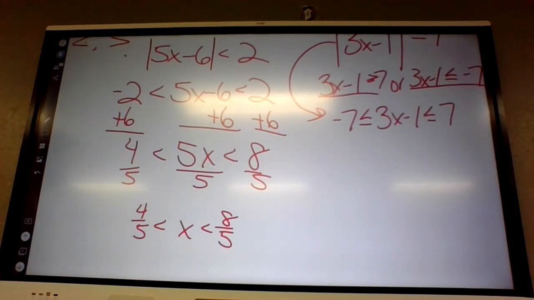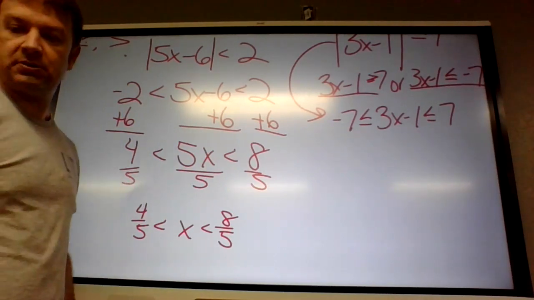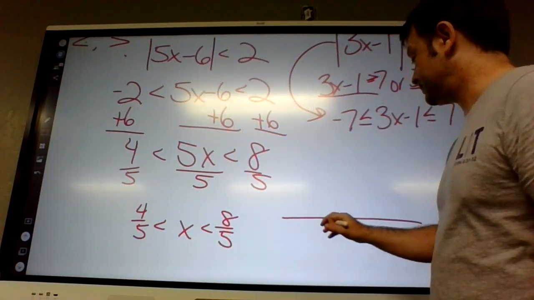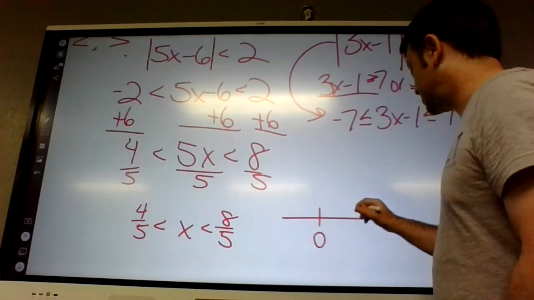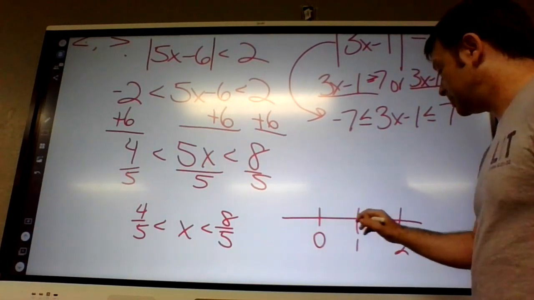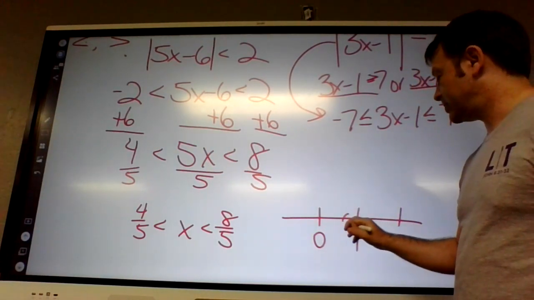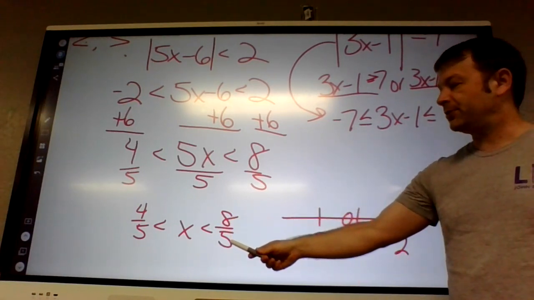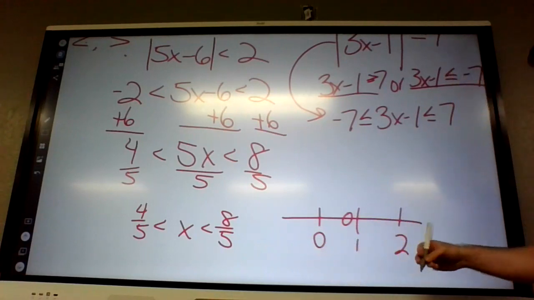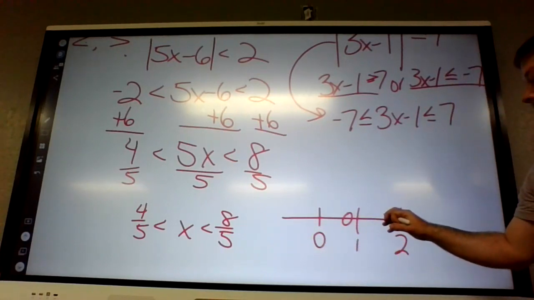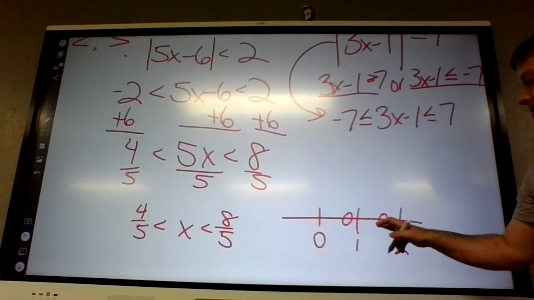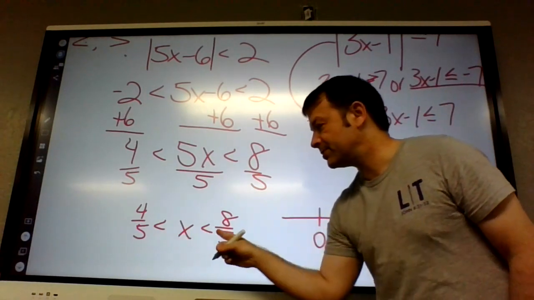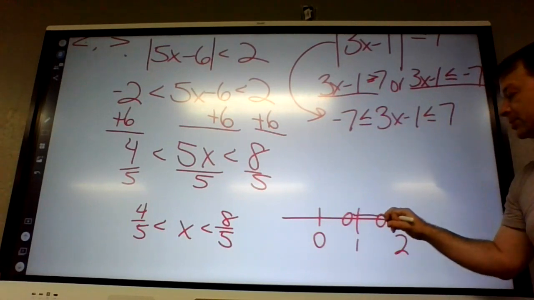Yeah, we gotta graph these. 4/5 is a little bit less than 1, right? So I'll just do 0, 1, 2. So 4/5 is right about there, most of the way to 1. 8/5, if you divide it, is 1 3/5 or 1.6, if you use your calculator. So that would be a little bit past 1.5. And then x is between these two, so that means it's between those two.